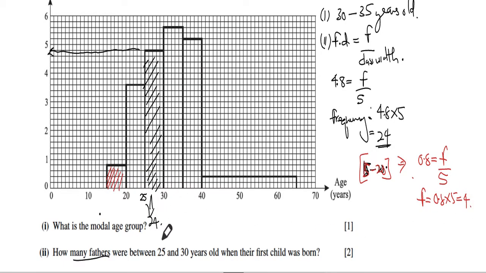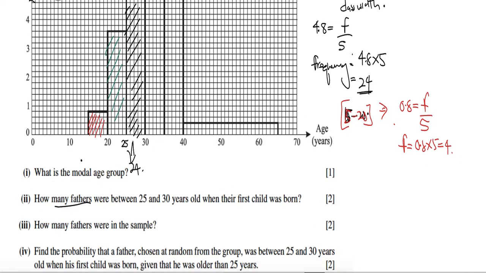Next, we'll change color. The next group is between 20 and 25. The frequency density is 3.6, so 3.6 equals f over 5. Because the class width is 5, f equals 5 times 3.6, and the answer is 18.